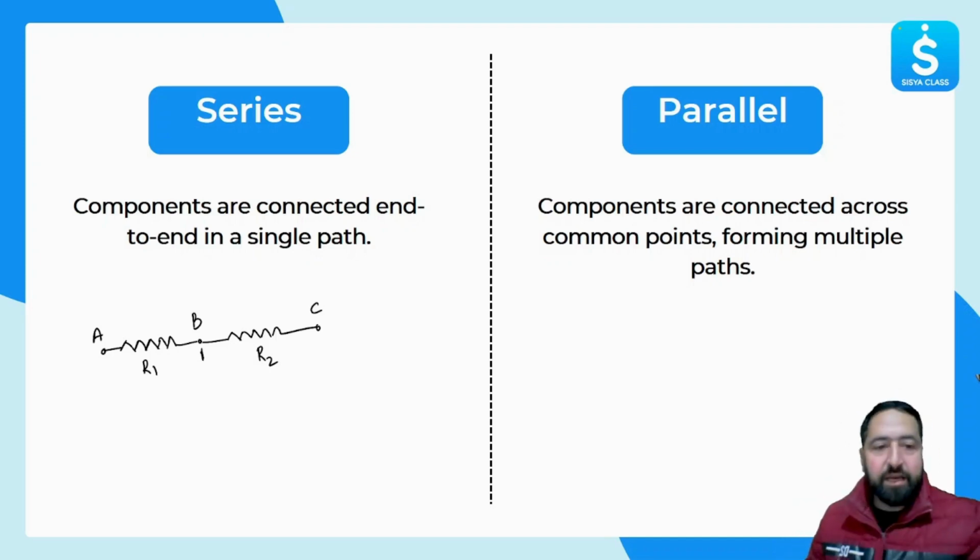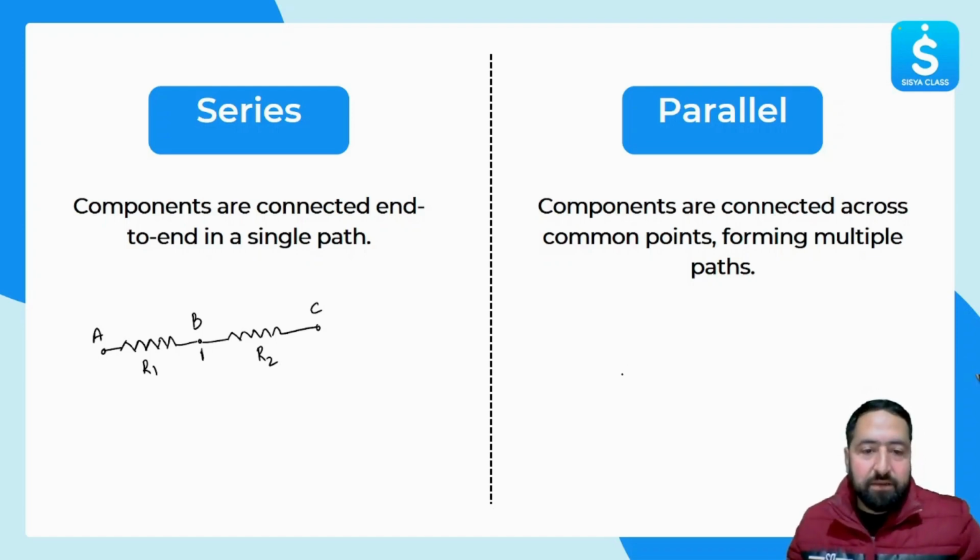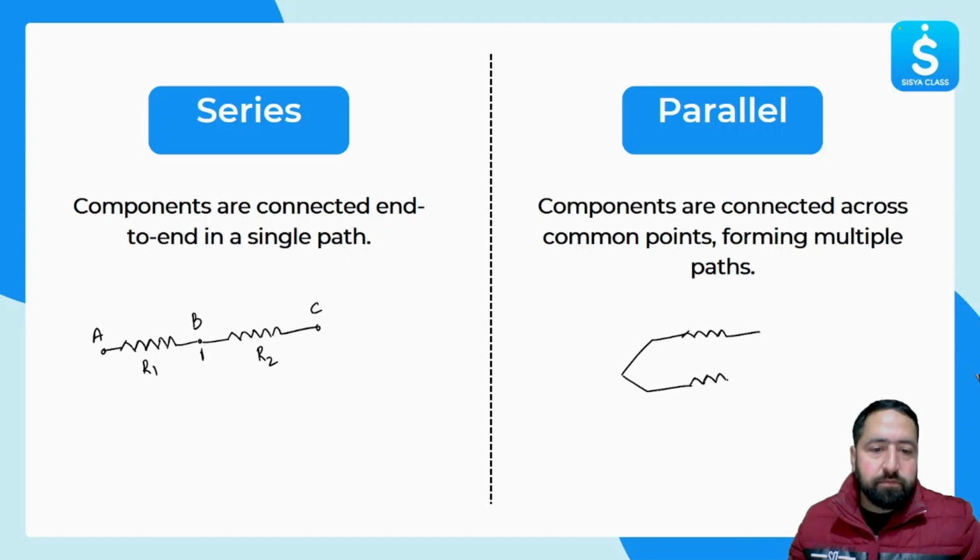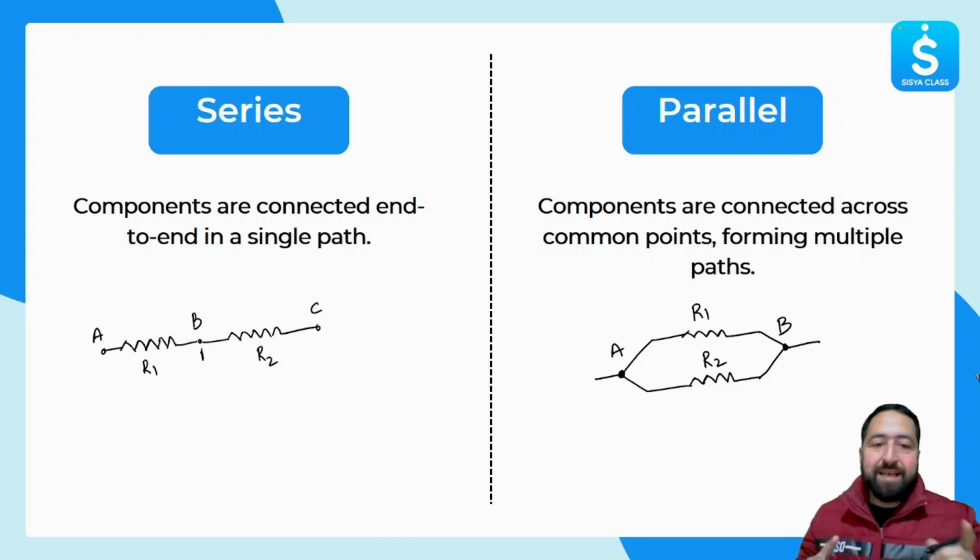What happens in the parallel connection? Components are connected across the common points. So both of these resistors will have the same points. If this is R1 and this is R2, both R1 and R2 have common points A and B. A and B are the endpoints of R1, and A and B are the points of R2 as well. So they have the common points. This is difference number one you can write.